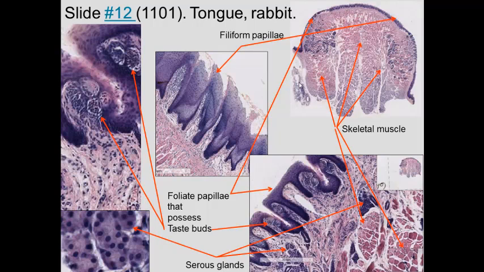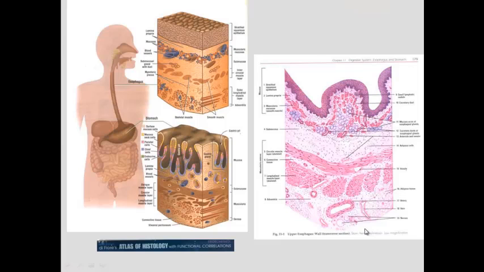Here we can see a rabbit. We can see the filiform papillae. Also, they have these foliate papillae as well. These here are kind of squares, and they have taste buds. That's what we see here. There are 4 taste buds right here, a couple more here, 3 more there, and you can see some serous glands in through there, as well as skeletal muscle.